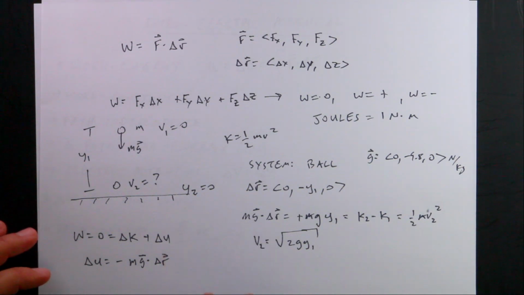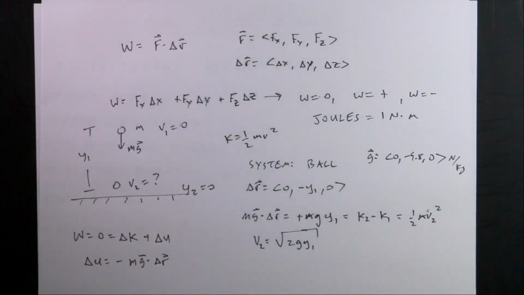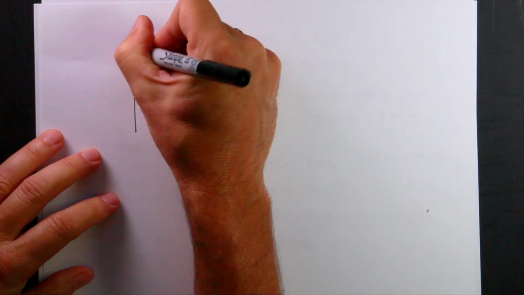Let's do this for a particle in a constant electric field, and I'll show you how it doesn't depend on the path. So let's say that we have a charge plate. This is positive.